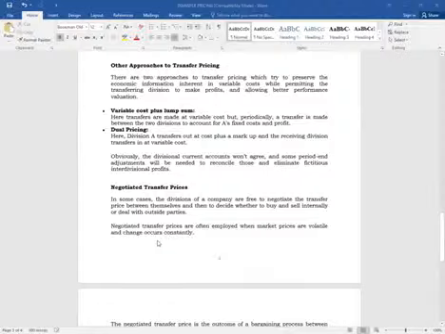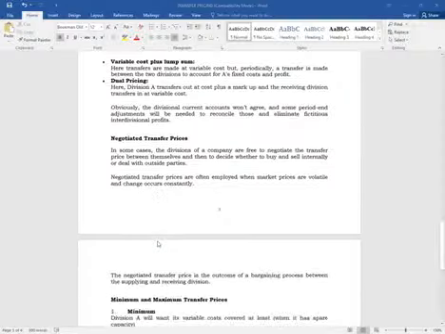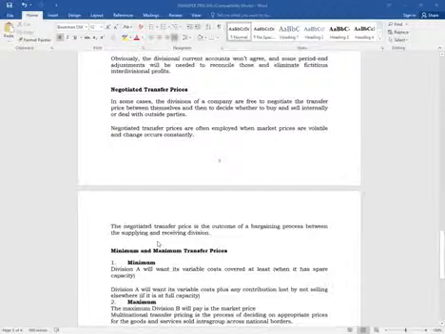Quite hard because the one who has got superior negotiation skills will always carry the day. So on negotiated transfer prices, what are we told? In some cases, the divisions of a company are free to negotiate the transfer price between themselves, and then to decide whether to buy and sell internally or deal with outside parties. Negotiated transfer prices are often employed when market prices are volatile and changes occur constantly. The negotiated transfer price is the outcome of a bargaining process between the supplying and the receiving division.